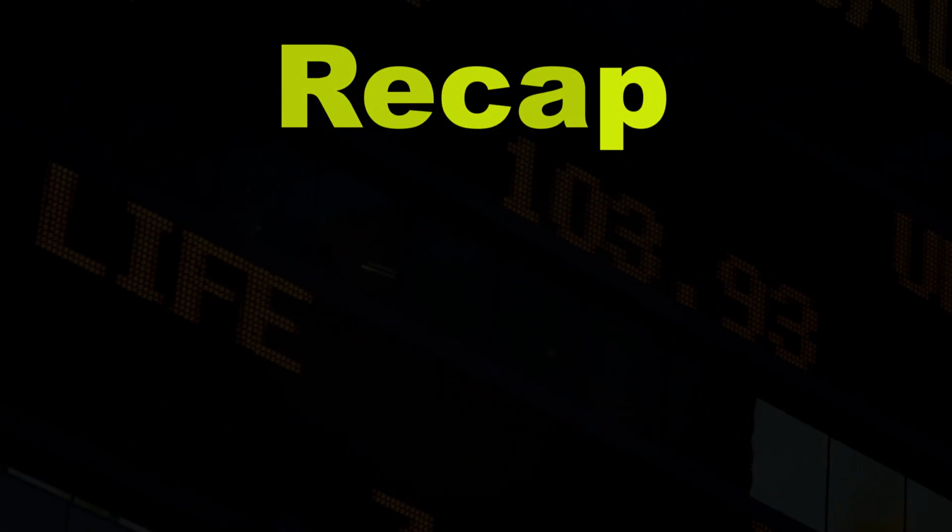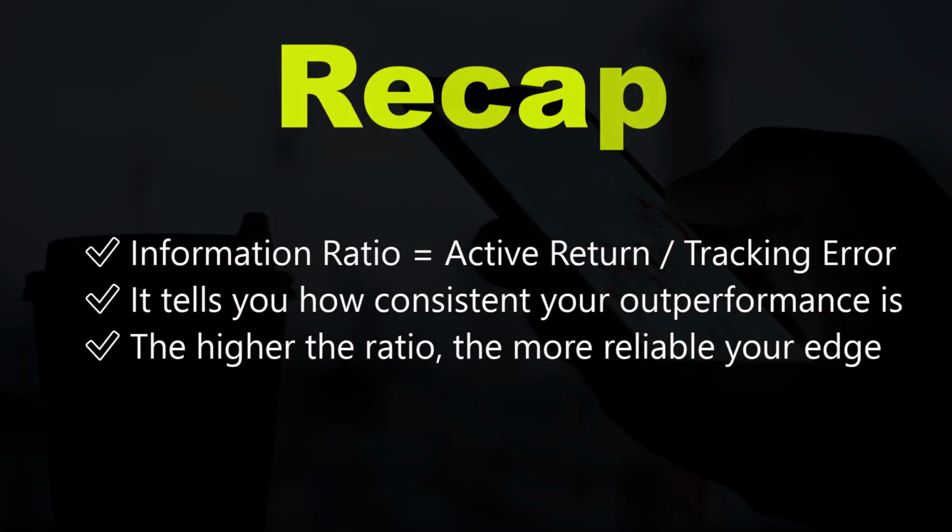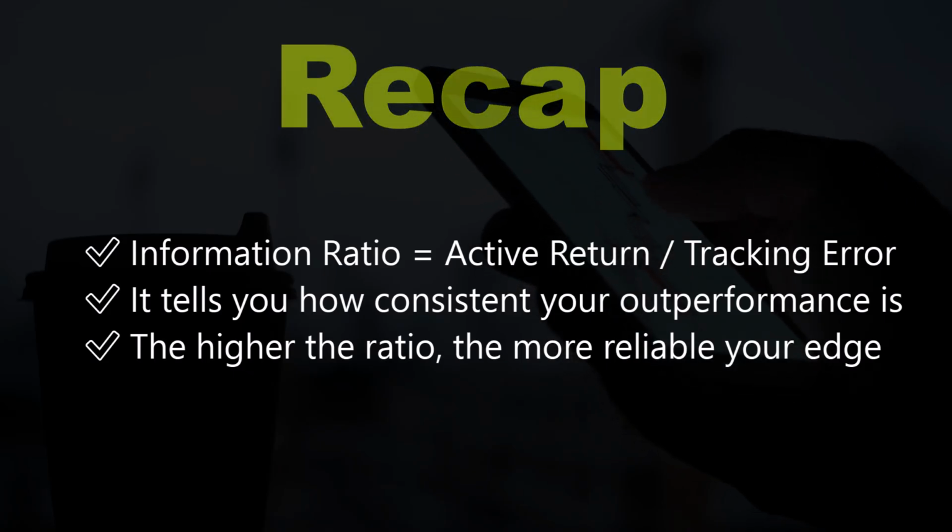So, to do a recap, the information ratio is the active return divided by the tracking error. It tells you how consistent your outperformance is. And the higher the ratio, the more reliable your edge.